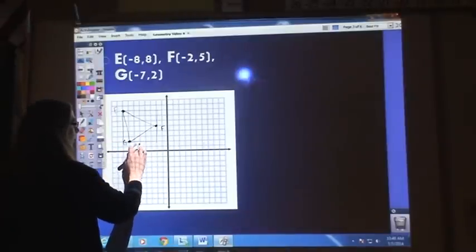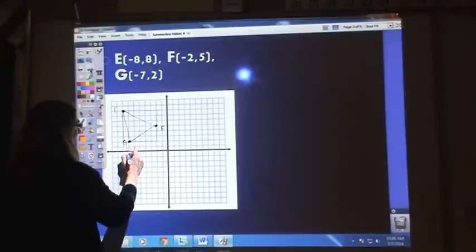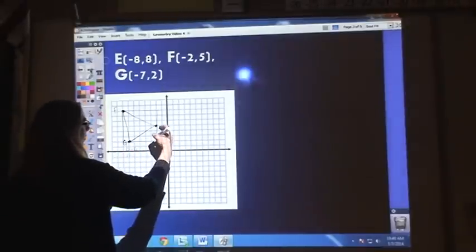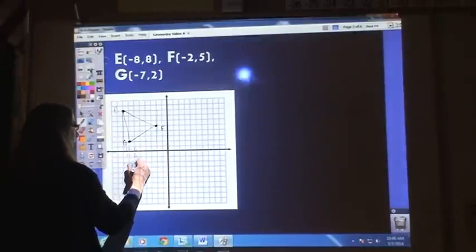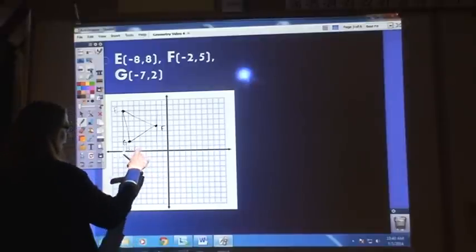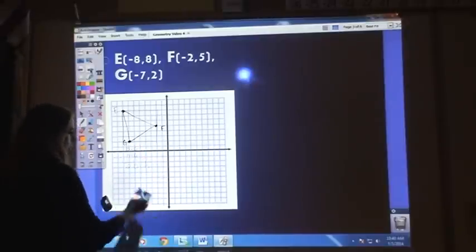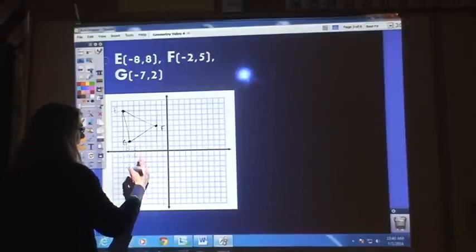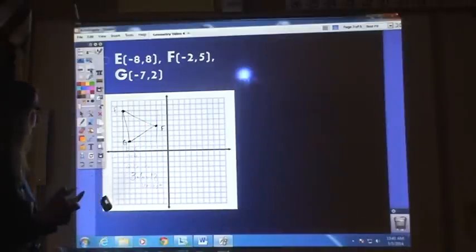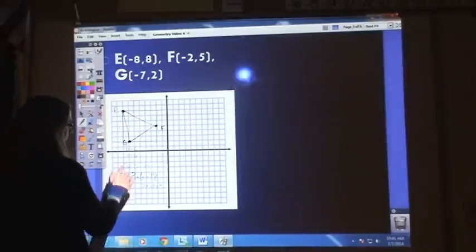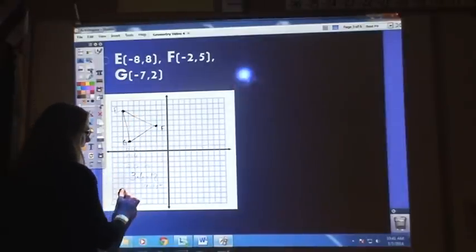1, 2, 3, 4, 5, 6. So my base is 6, and my height is 1, 2, 3, 4, 5, 6. It's also 6. Now this time I'm going to use the half the base times the height, because then I can take half the base, which is half of 6 is 3. So I have 3 times 6, which is going to be 18 units squared. And I just found the area of that one. It takes a little more creativity because you have to make the box around it so that you can figure out what half the base times the height is.